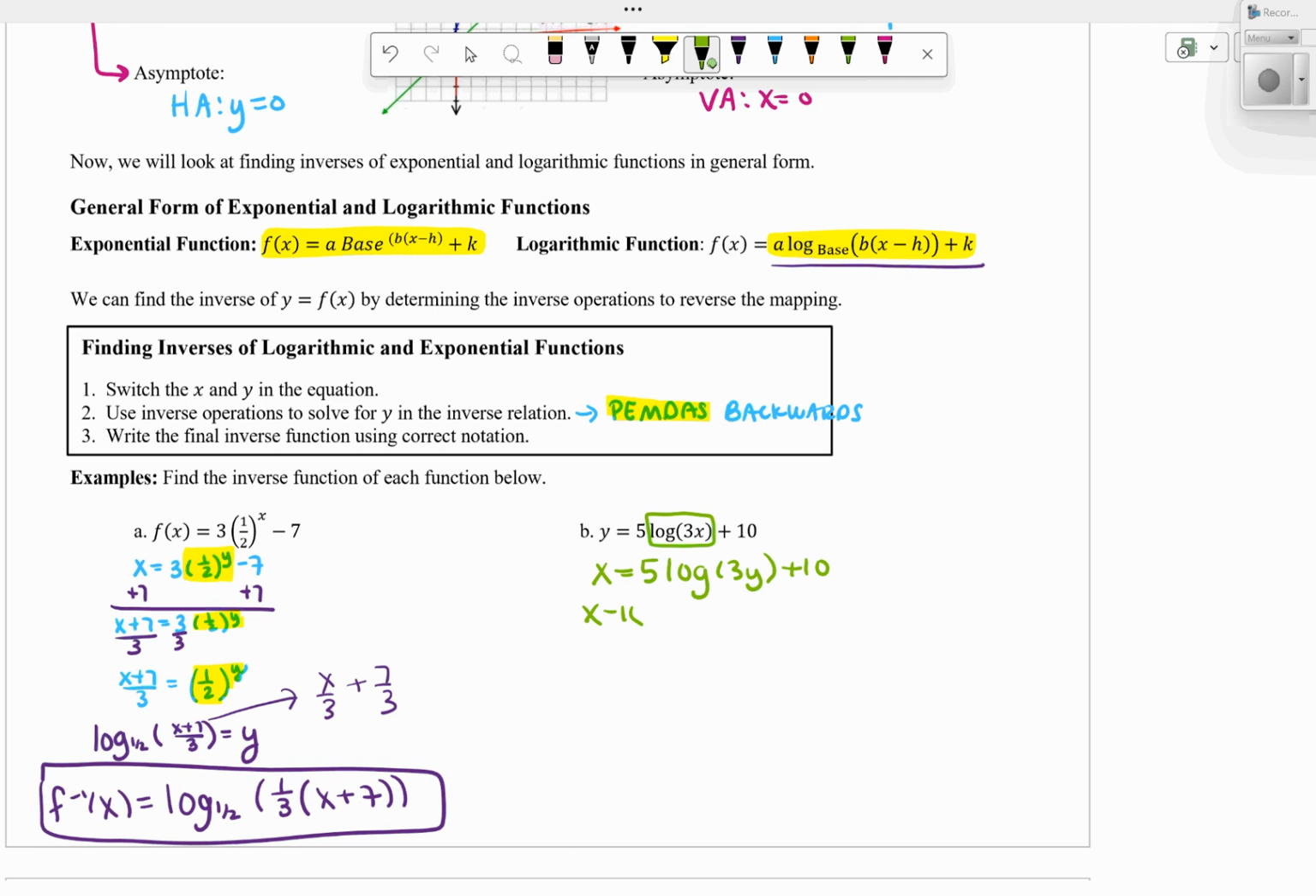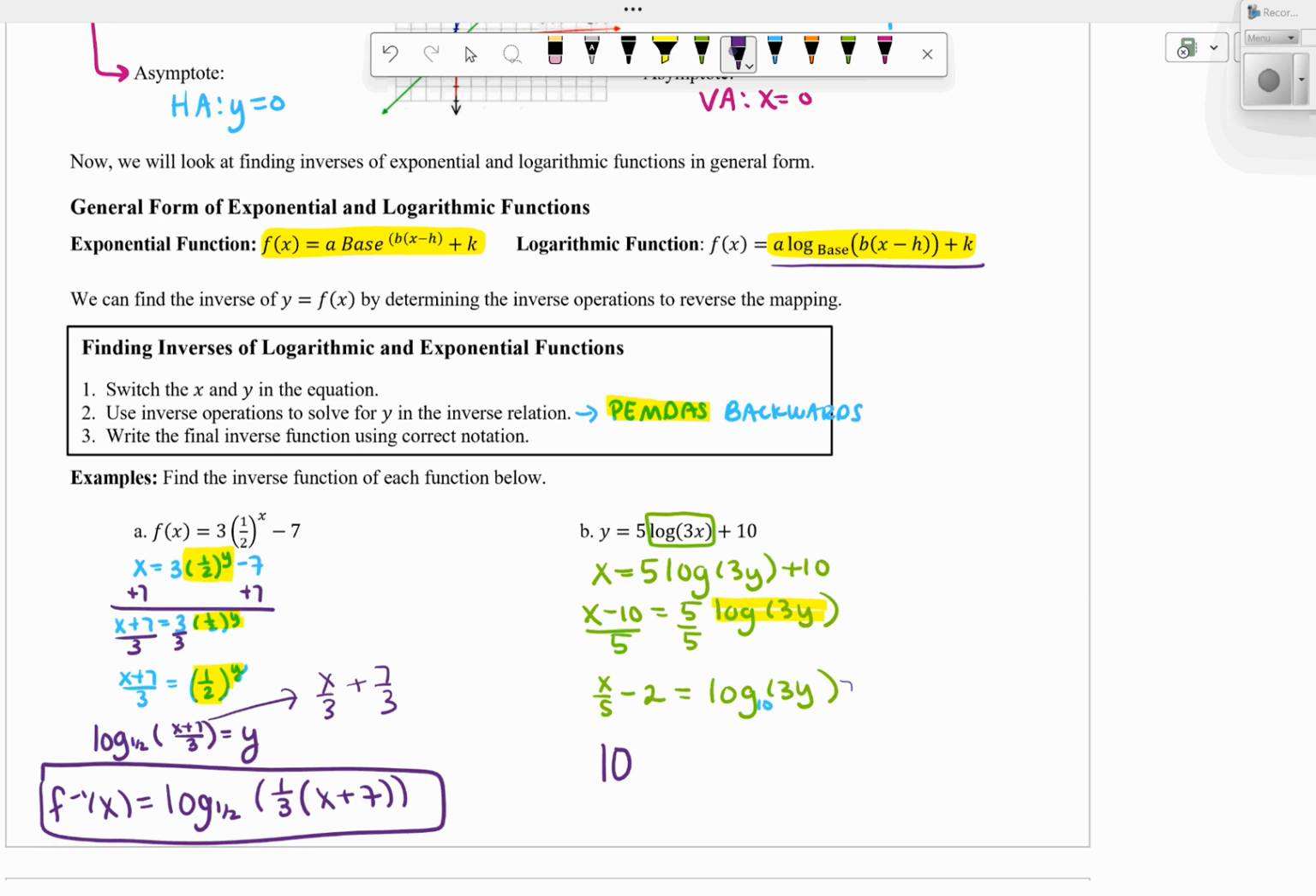This would be x minus 10 equals 5 log of 3y. And then again, we're trying to isolate the log. So then divide by 5. So I'm going to rewrite this as x over 5 minus 10 divided by 5, which is 2, equals the log of 3y. And remember, when the base is not written, we know this is a base of 10. Now we can rewrite this in exponential form because we've isolated the log in the argument of the log. So this is going to be 10.